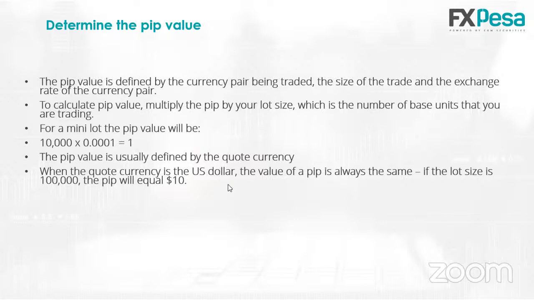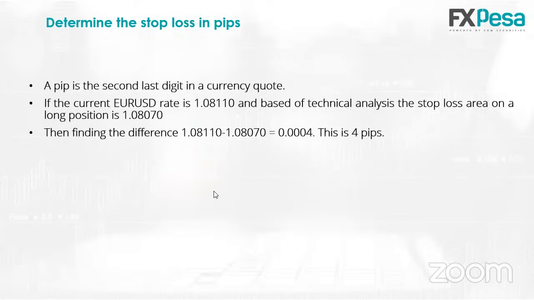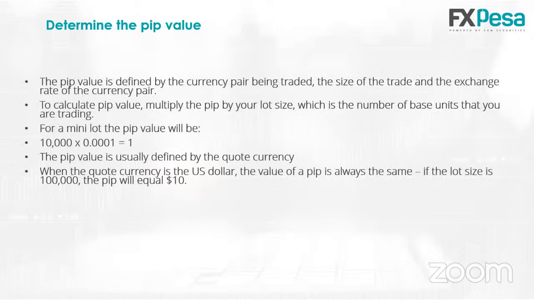So in this case, determine the pip value, then go to the stop loss. As a standard rule of thumb, if the quote currency is dollar, then your pip value is always 10 for a standard lot of 100,000 units. But again, it changes with different currency pairs or different assets.